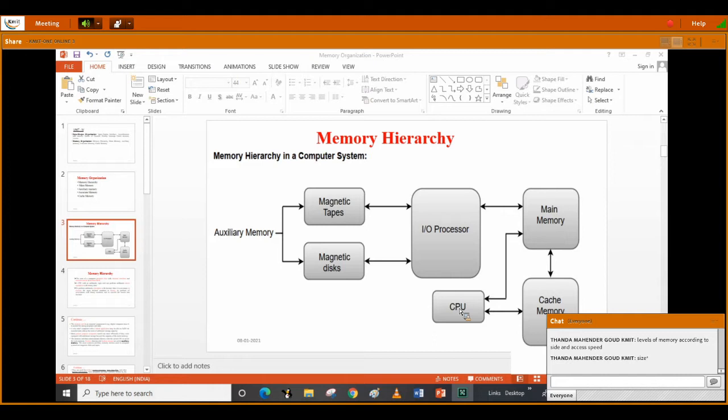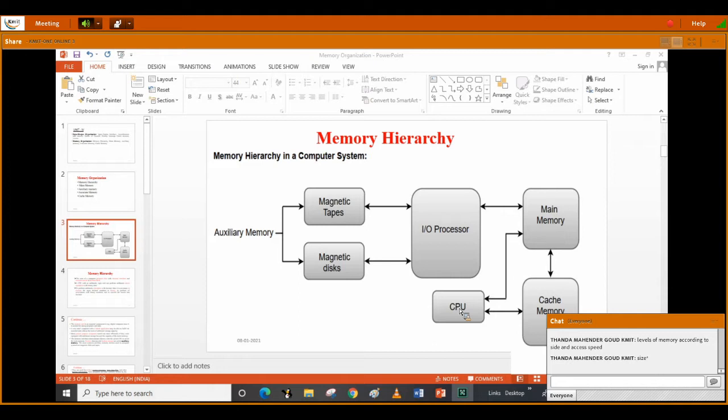Now we talk about auxiliary memory. Auxiliary memory can also be called secondary memory. We all know what auxiliary memory is. Auxiliary memory is also called secondary memory.